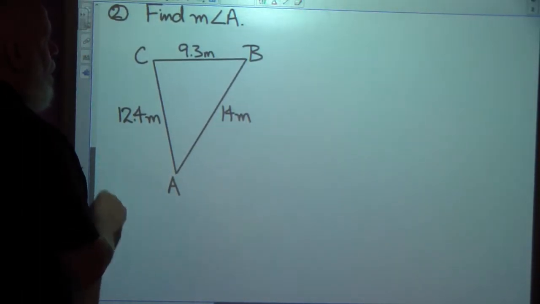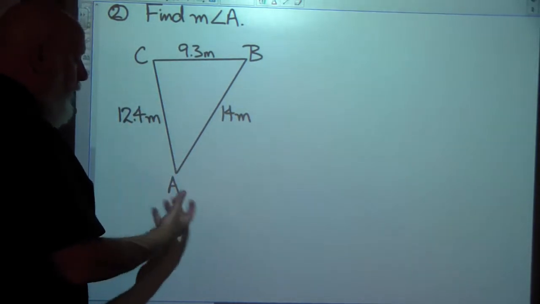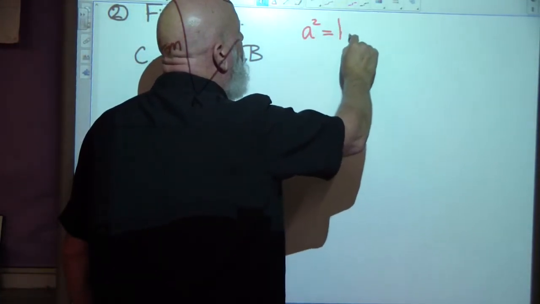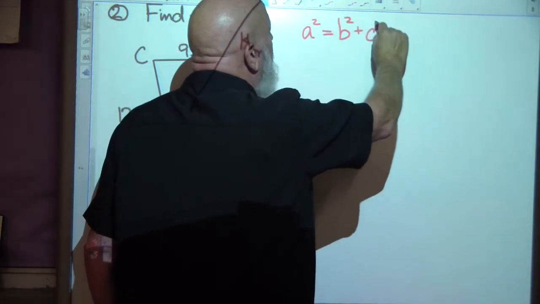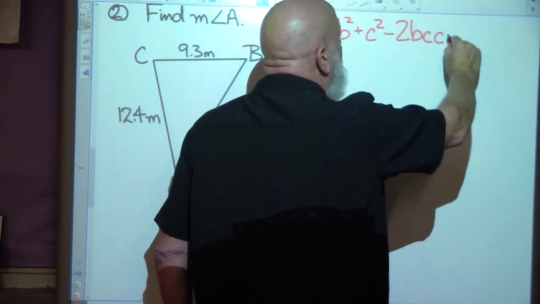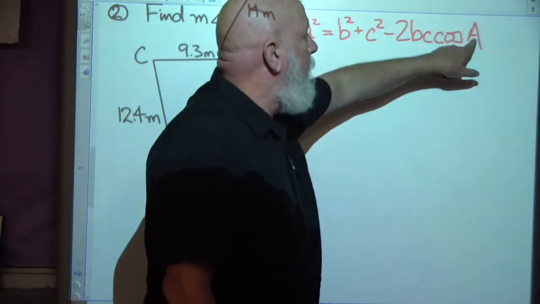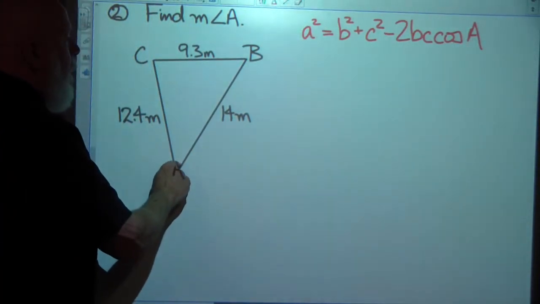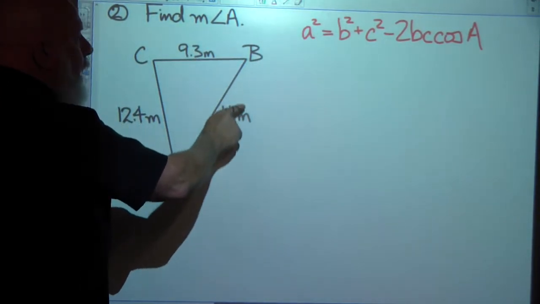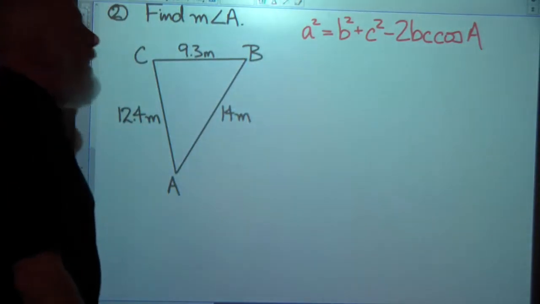Find the measure of angle A. Okay. Well, I've got A, B, C. I'm looking for angle A, so I'm going to use this. A squared is equal to B squared plus C squared minus 2BC cosine A. Because I know everything except for A. That's what I'm looking for. I know A, little a, side B, side C. I know all this stuff. This is the only thing I don't know, the angle A.